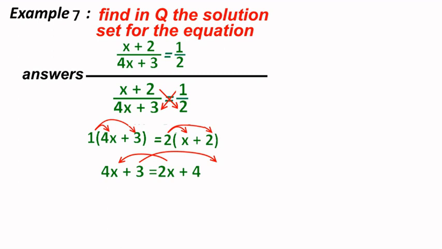Now collect the terms that contain x on one side and the numbers that don't contain x on the other side. 4x minus 2x equals 4 minus 3. The left hand side 4x minus 2x equals 2x, and 4 minus 3 equals 1. 2x equals 1. By division, x equals 1 over 2, so the solution set equals {1/2}.